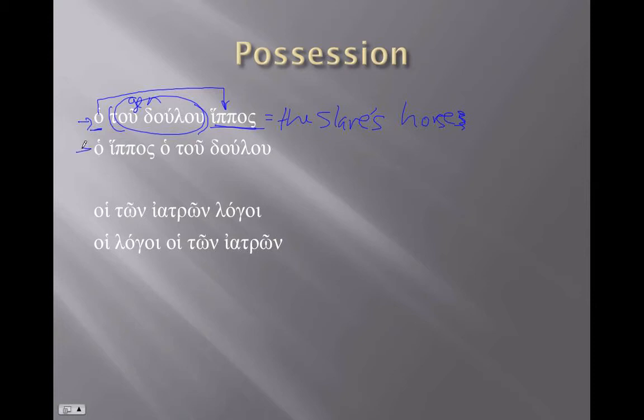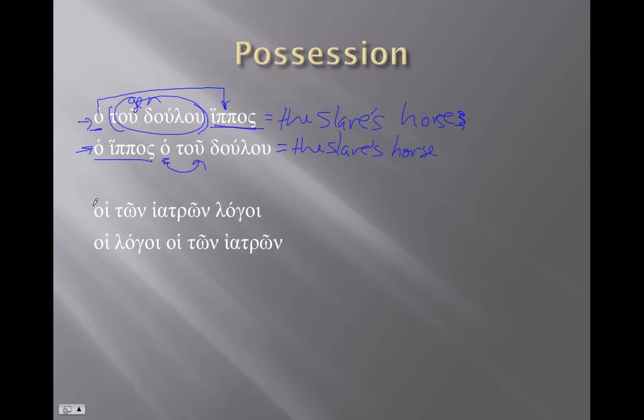Another way to write this is the second example here, ho hippos ho tou doulou. Notice what we've done here. We've repeated the article. So we say the horse. Which horse? The one of the slave. And we can translate this the same way. The slave's horse. There's perhaps an issue of emphasis here, but really part of it is just to have some variation in the way that you're writing.